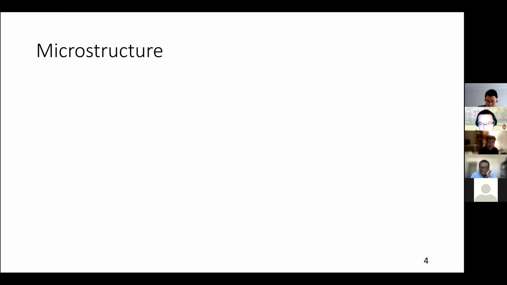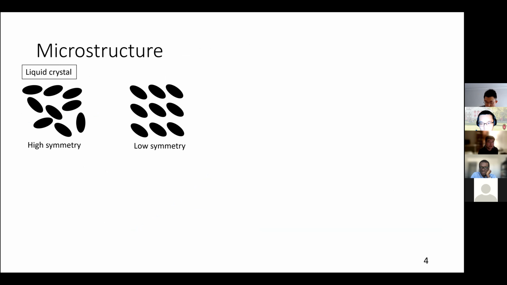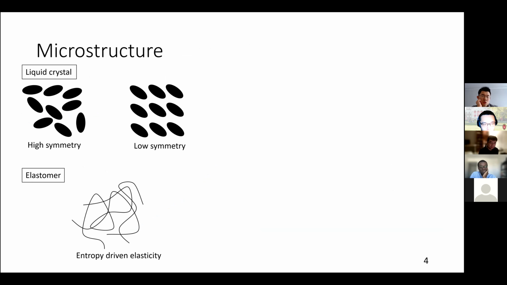To explain this, let's start with some of the microstructures of the material. As its name suggests, it's a combination of liquid crystal and elastomer. Liquid crystals are a group of rod-like molecules. They typically have two phases, where at high symmetry, molecules are randomly oriented, and at low symmetry, they are aligned in some direction. We also have elastomers, which are made of long-chain polymers. If we cross-link them, we obtain the entropy-driven elasticity of the elastomer.